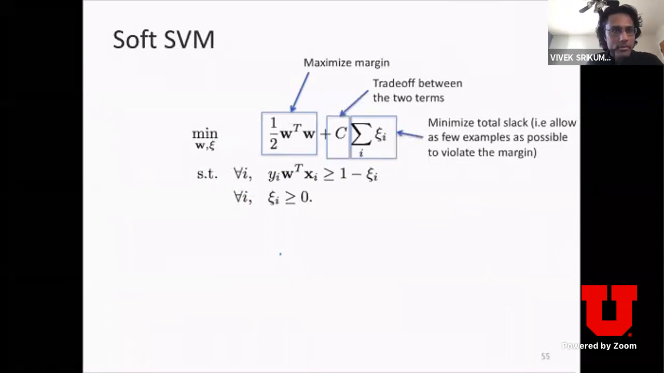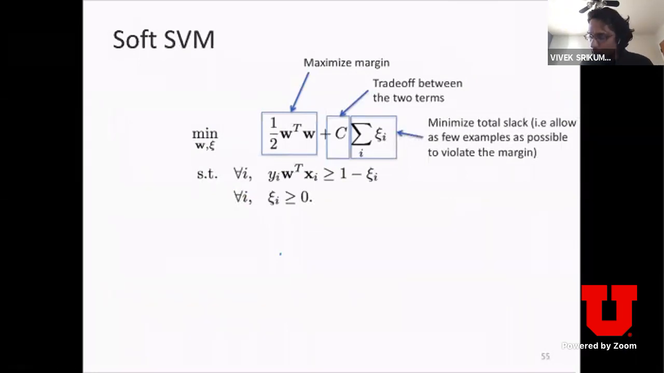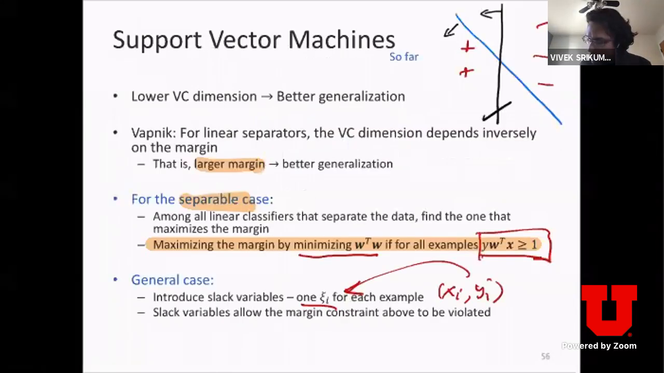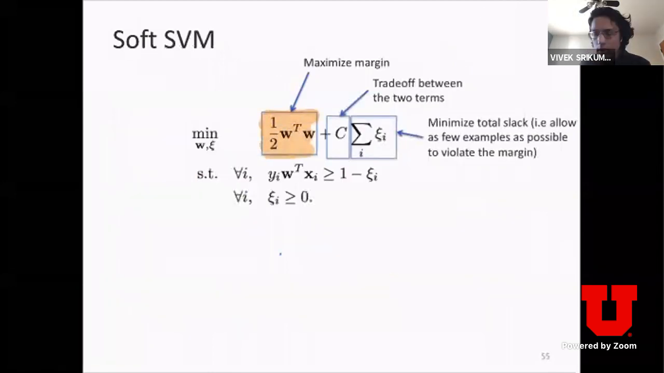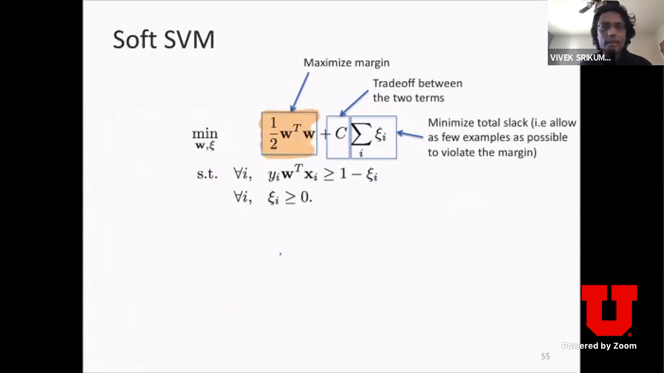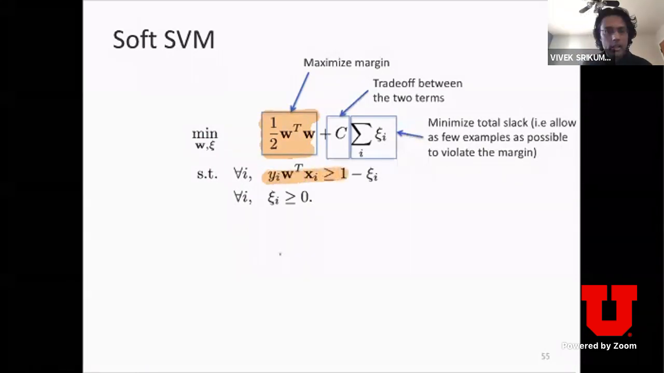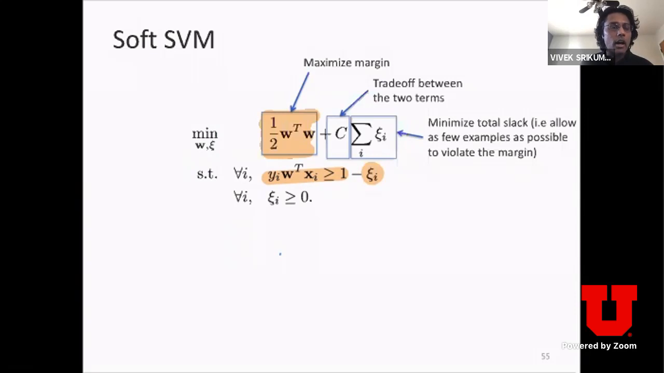So that gave us an optimization problem that looked like this. So we minimize, I'll highlight the things that were there in the original. In the separable case, we were trying to minimize the norm, w transpose w. The reason we do that is this corresponds to maximizing the margin, provided y w transpose x is greater than 1. Now we have slack variables by saying, maybe for the ith example, I'm going to give this luxury to violate the constraint by this amount xi i, some positive number. So xi i should be greater than 0.